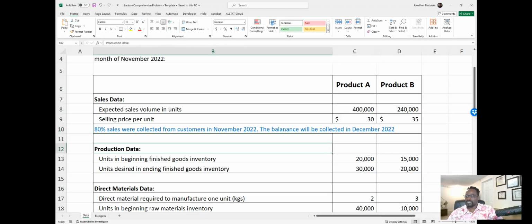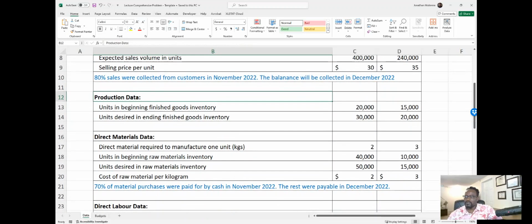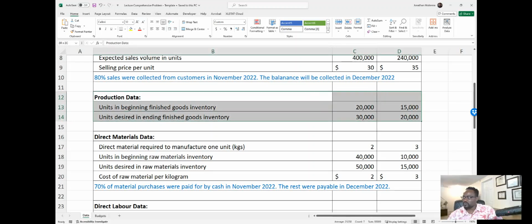Moving on to the production data, how many finished products do they have in inventory at the beginning for each of the products, and then how many units does the business owner want to keep in inventory at the end of each month. This information will be necessary and useful in preparing the production budget.